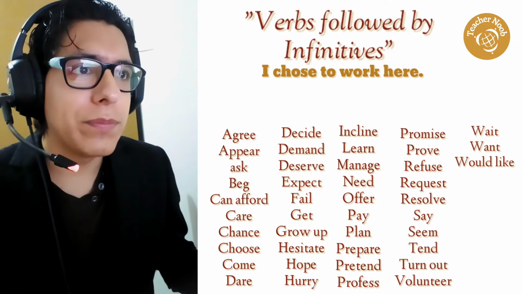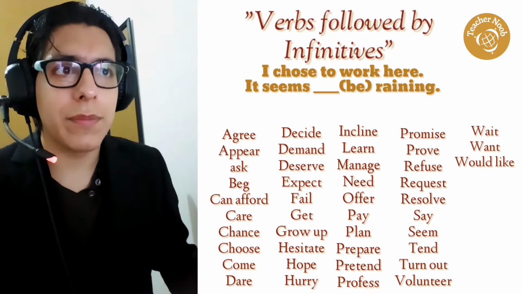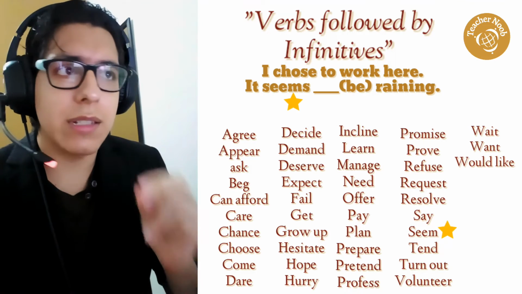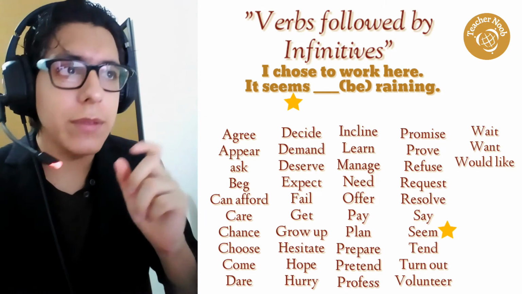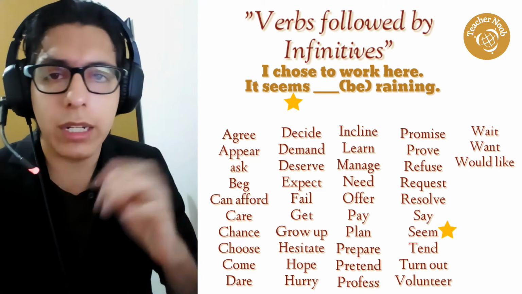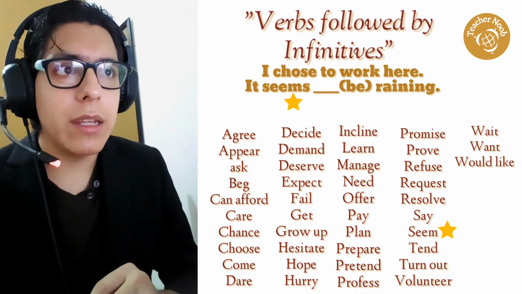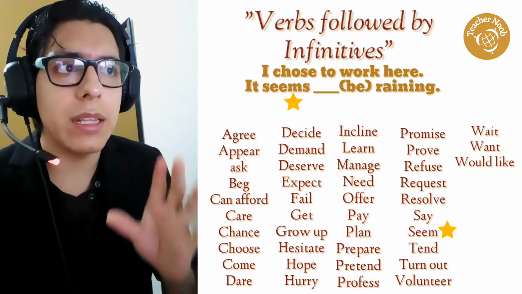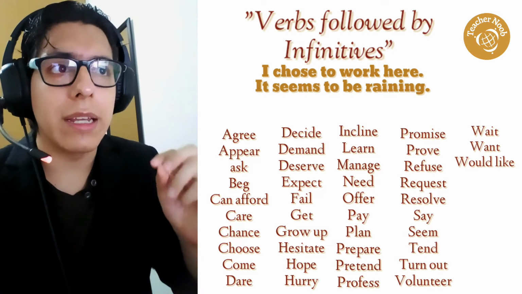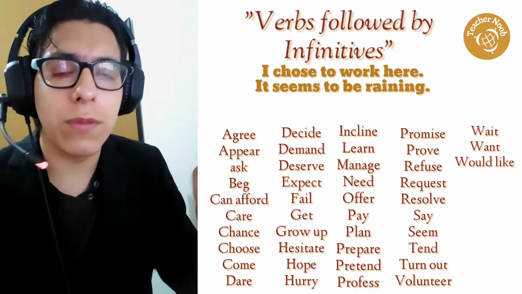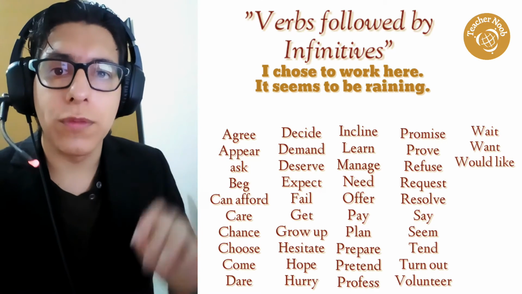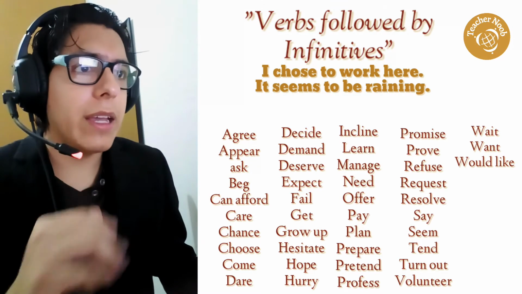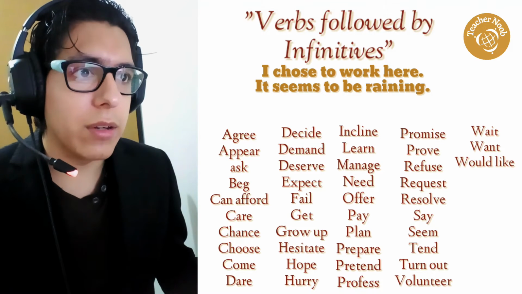Let's check another example. This one. It's interesting. It seems, the verb to be, the verb be, raining. In this case, we have to change it into the correct form. We see the list. We can identify that seems is part of this. So we can say it seems to be raining. It seems to be raining, the correct option. The verb to be, the infinitive form. And like this, we have a lot of options.